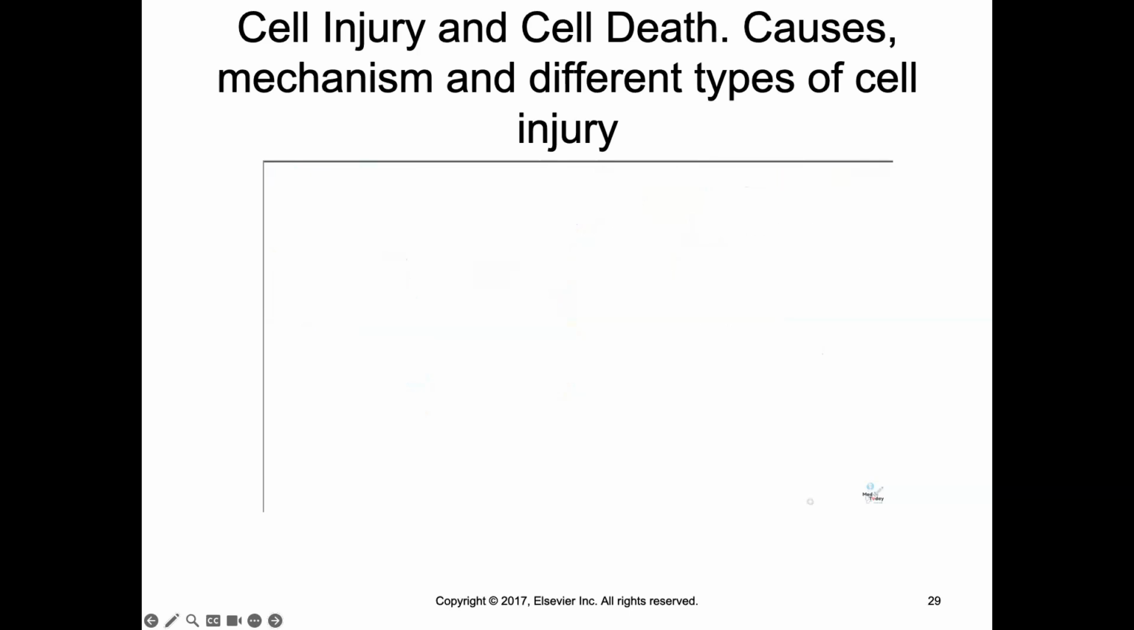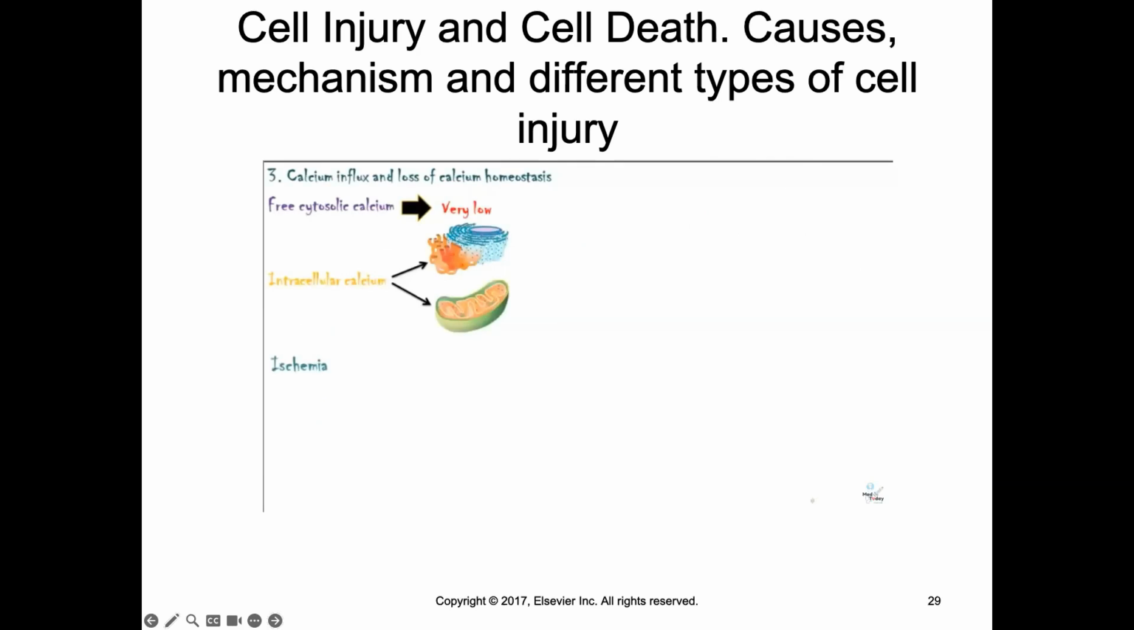The third mechanism of cell injury is calcium influx and loss of calcium homeostasis. Normally, the free cytosolic calcium concentration is maintained at a very low level. The main intracellular calcium stores are the endoplasmic reticulum and mitochondria. Due to ischemia and certain toxins, cytosolic calcium level can increase, initially due to the release of calcium from intracellular stores, followed by calcium influx through the cell membrane. As we already know, increased calcium levels can damage mitochondria and cause formation of mitochondrial permeability transition pores.